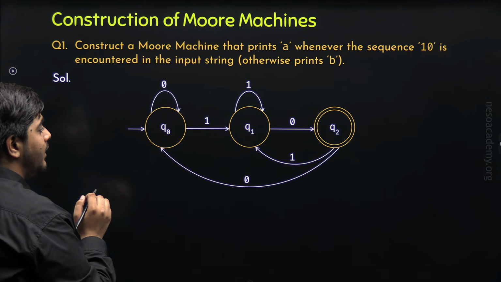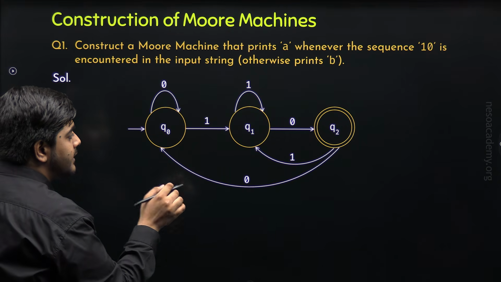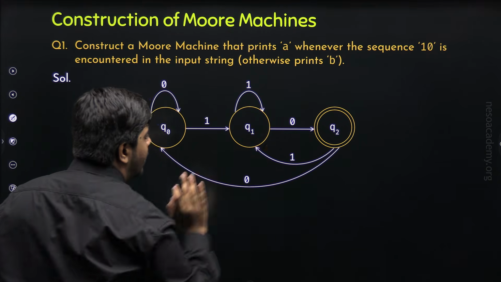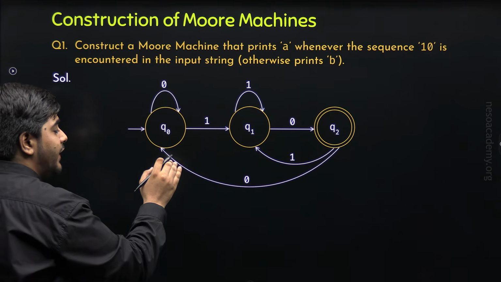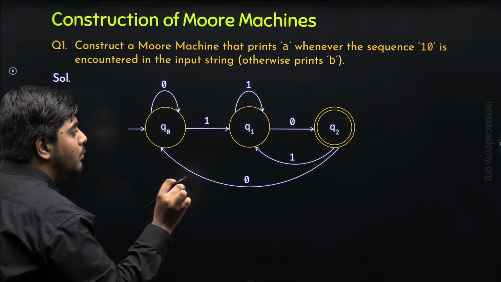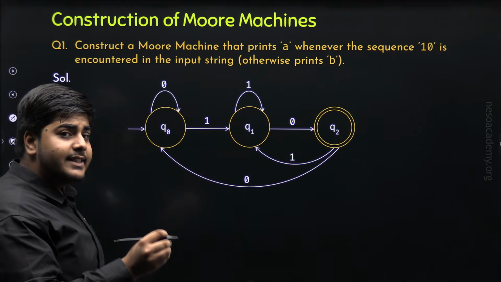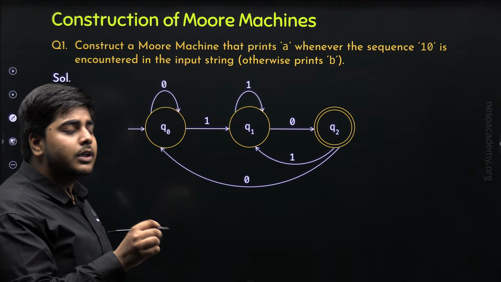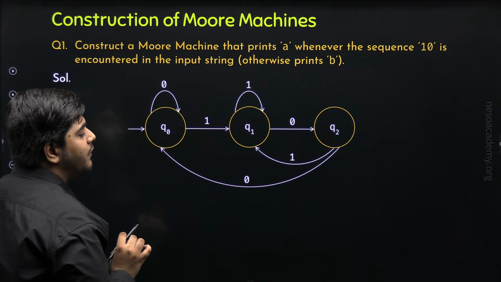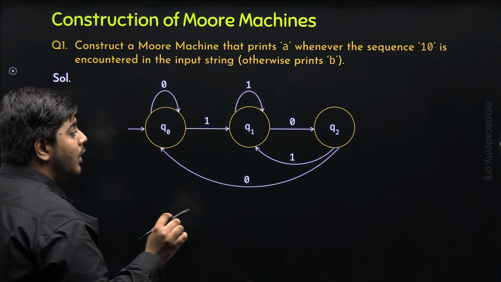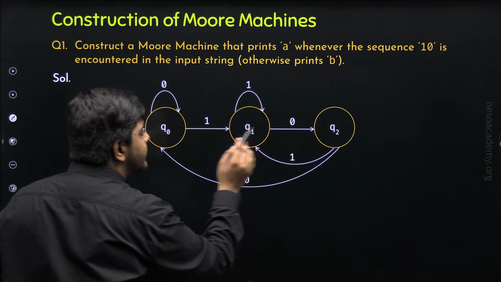And as you can see, as per this DFA, it will accept only those strings that are ending with the sequence 10. And now we are required to convert this DFA into its corresponding Moore machine. As Moore machine is also a finite state machine with output, there is no requirement of final state. So we will remove the final state. And now we need to associate the output symbol with all the states.